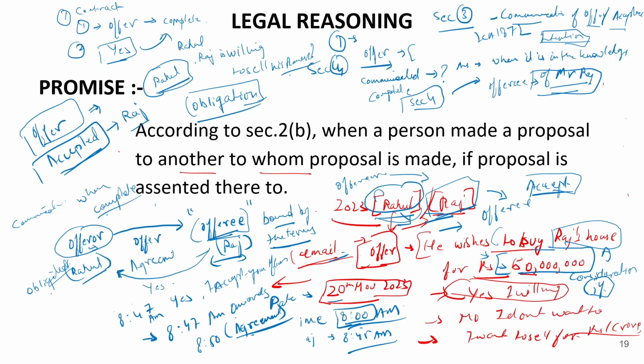Because what have we studied about agreement? An agreement is nothing but a reciprocal promise to do something or not to do something. So the offerer is giving a promise. What is he making the promise of? That I want to purchase your house by giving you rupees 50 lakhs, and the offeree says, yes, I will sell my house to you if you pay me 50 lakh rupees.